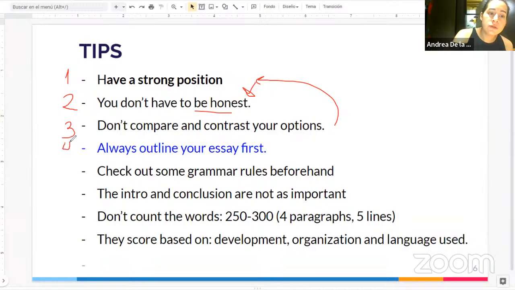Another tip will be to always outline your essay first. Now, do you guys know what an outline is?